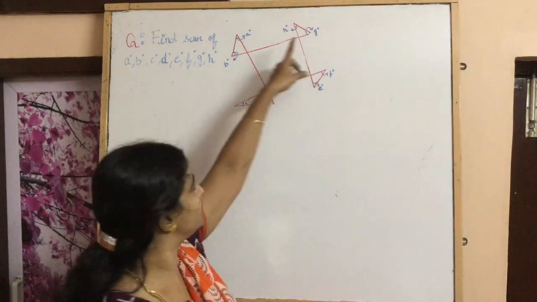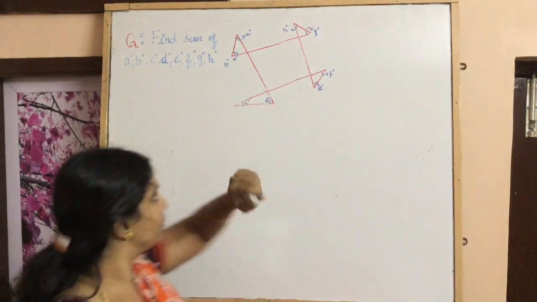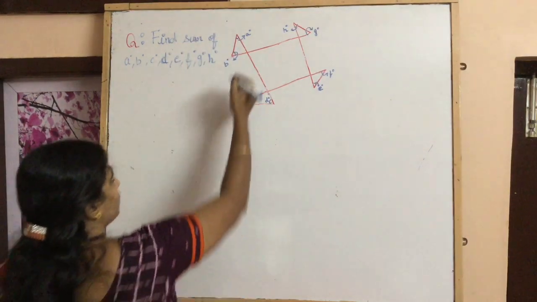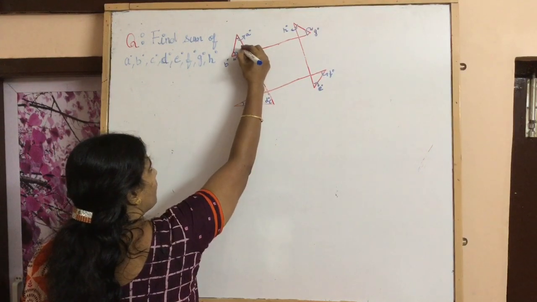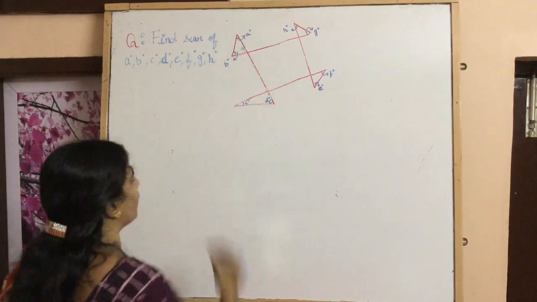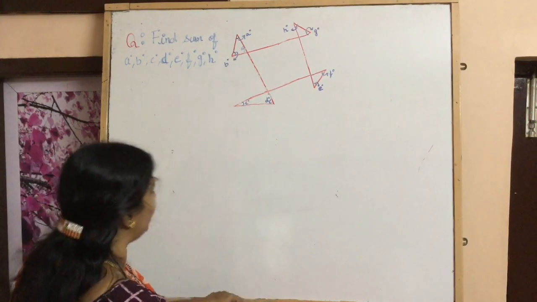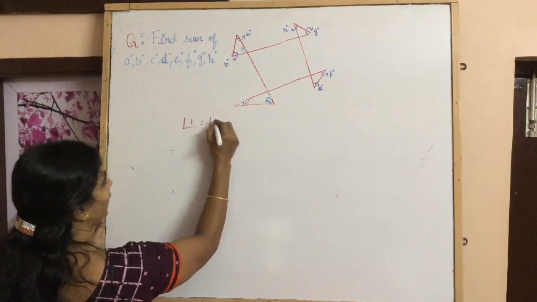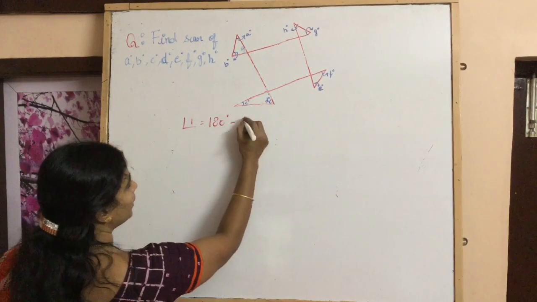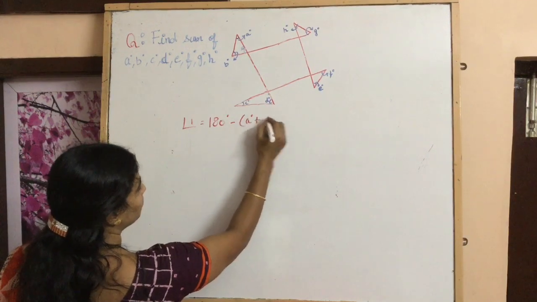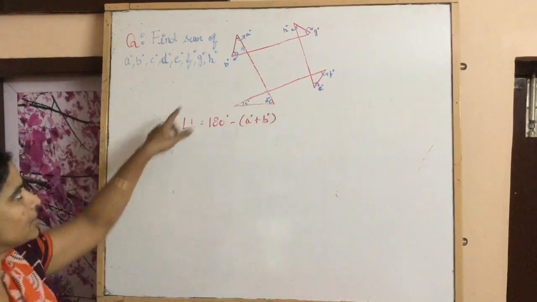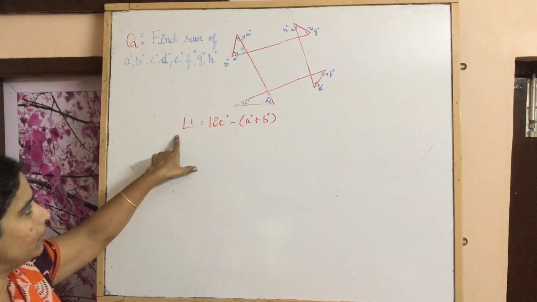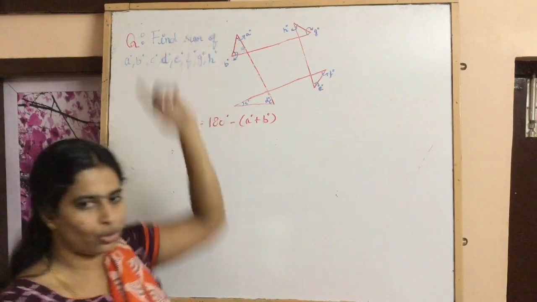We see 4 triangles here, so let's take each individually. When we take this triangle, consider this angle to be angle 1. This angle 1 will be equal to 180 degrees minus A plus B. Since the sum of the angles of a triangle is 180 degrees, angle 1 will be equal to 180 minus the sum of these two angles.